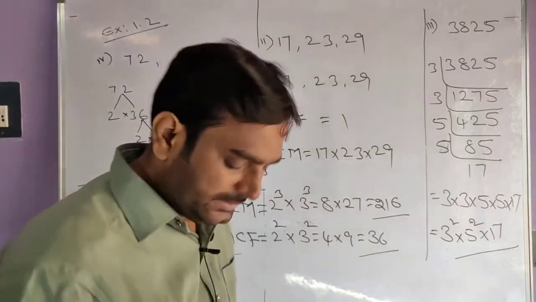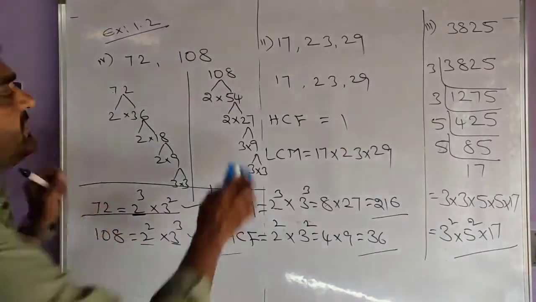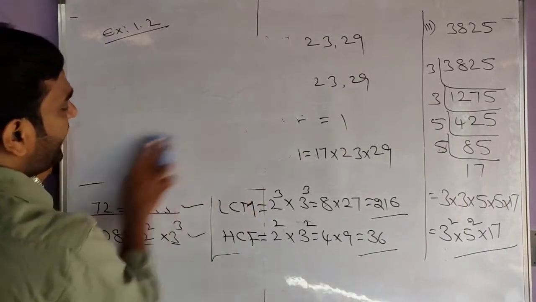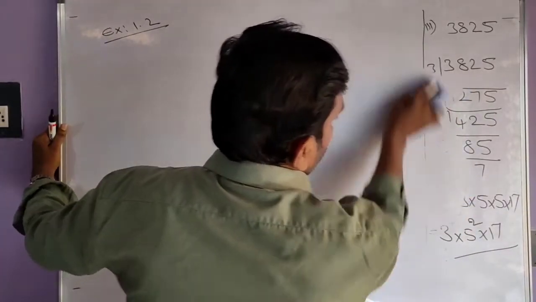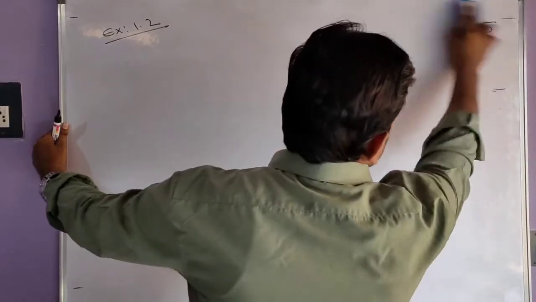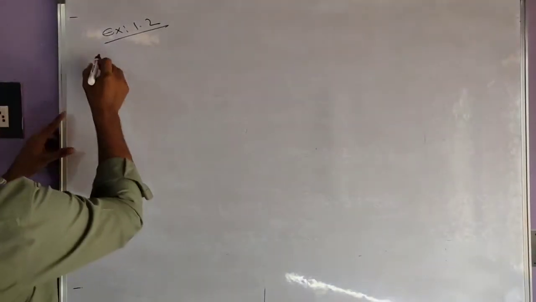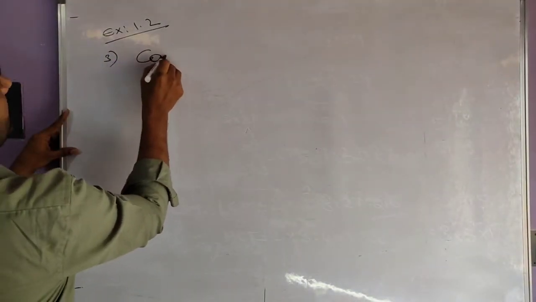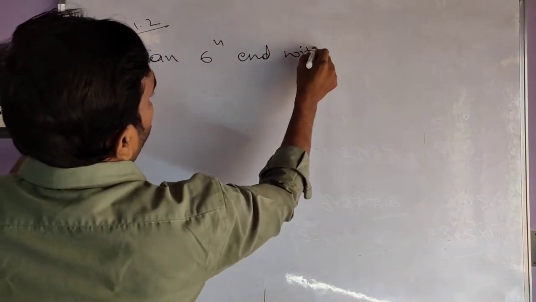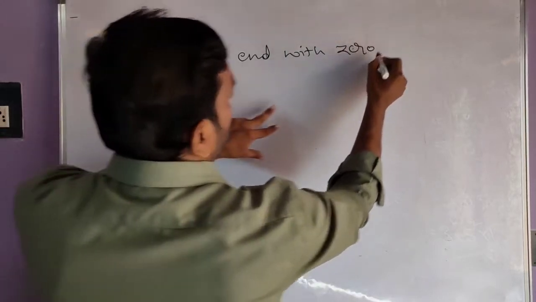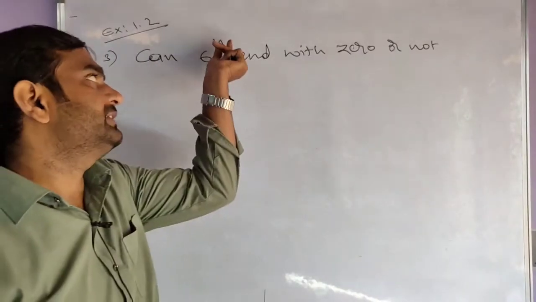That's it. Now, third problem. Check whether 6 power n can end with 0 or not. Very, very important, for competitive and regular exams also. Can 6 power n end with 0 or not, for any natural number n? n is a natural number.